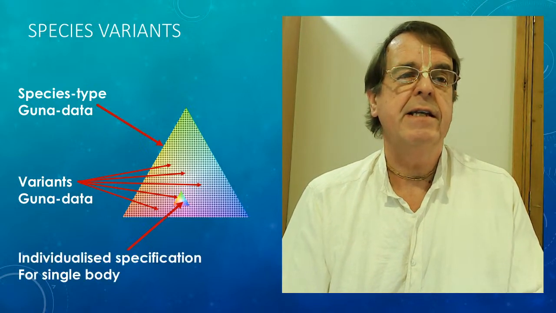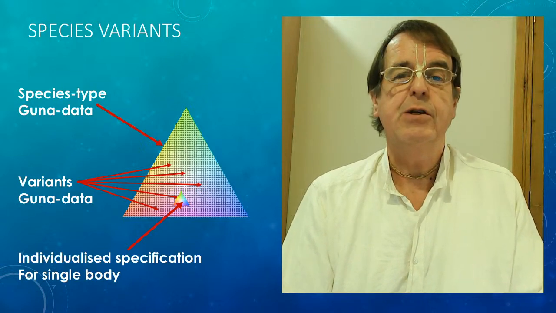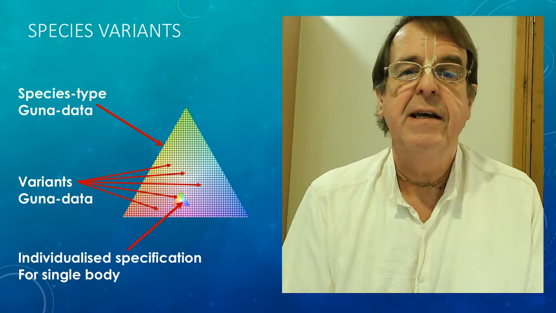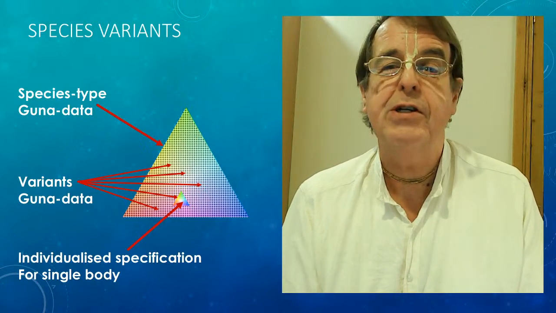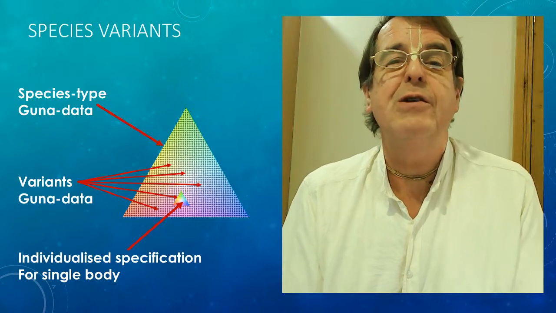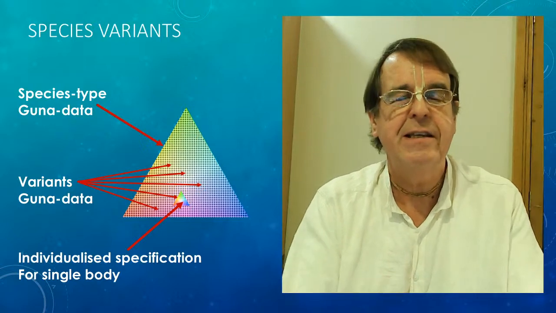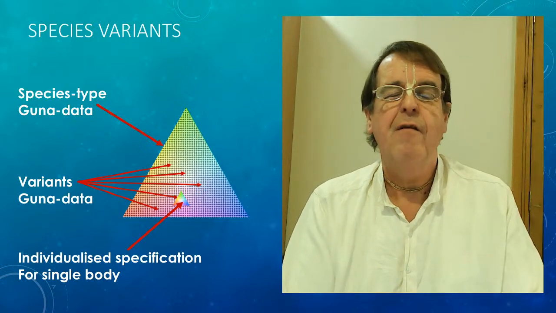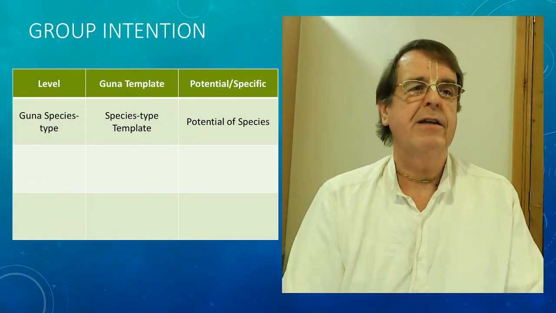So each of those has its own guna triangle. So within every variant, every individual Atma gets to have its own personalized physical body with its own further specification in terms of the gunas. So there's this hierarchy of forms for a species type. We can have a little look at this chart here.